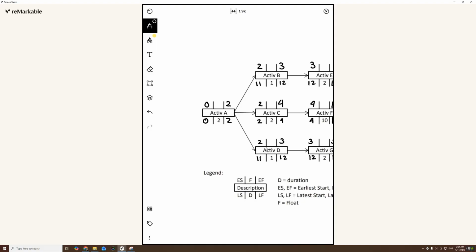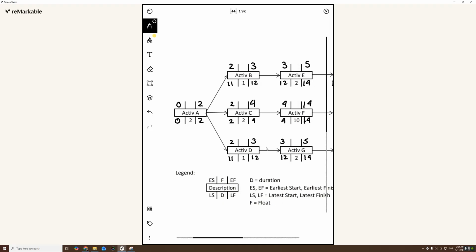All right. Now we can fill in the slacks or floats, which, as you remember, I just take one number from the bottom minus the associated number from the top. So here I could do 0 minus 0 or 2 minus 2, but do not do 2 minus 0. So 0 minus 0 is 0. I'll put 0 as the float for activity A. Activity A cannot be delayed whatsoever. You delay activity A and you're delaying the whole project.